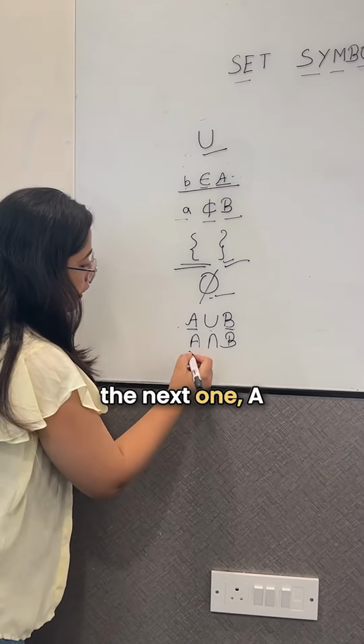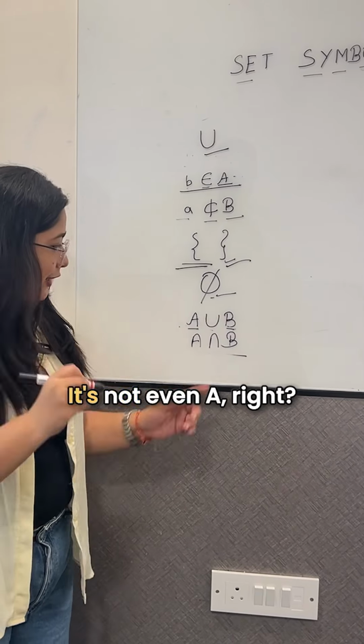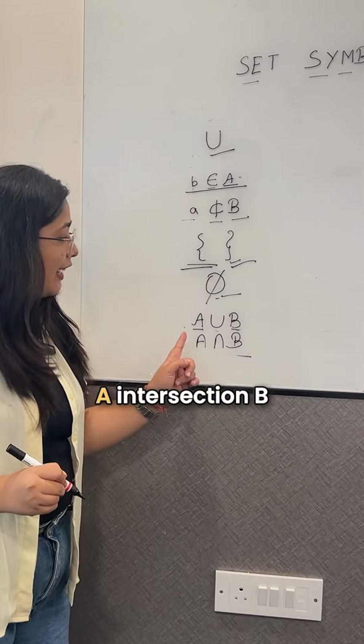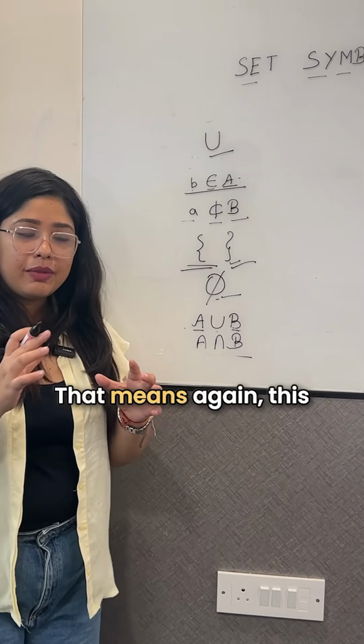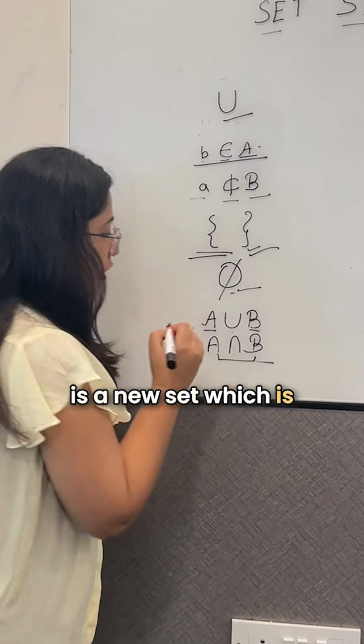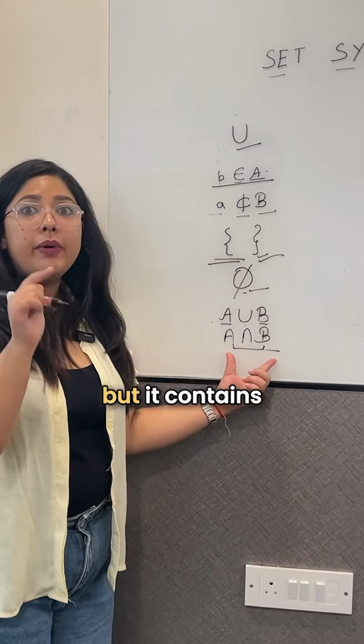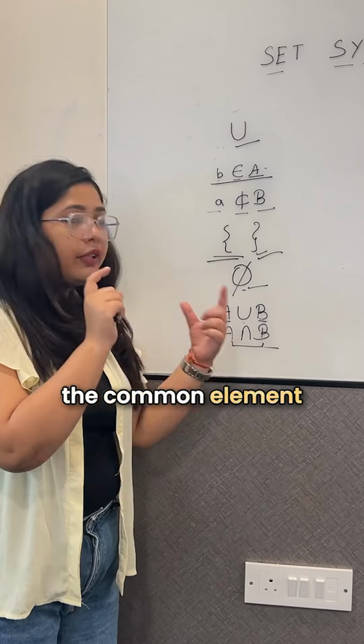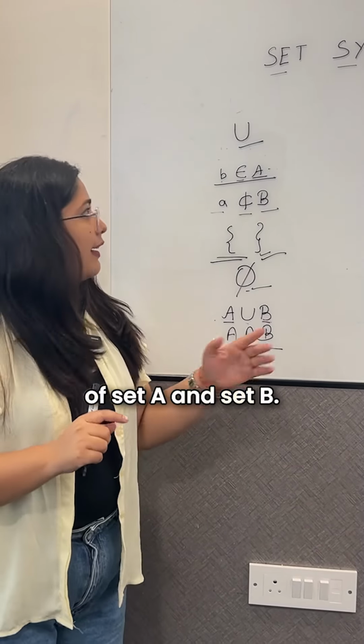Now, moving on to the next one, A and then there is this symbol. How do we read that? A intersection B. That means again this is a new set which is made up of sets A and B, but it contains only the common elements of set A and set B.